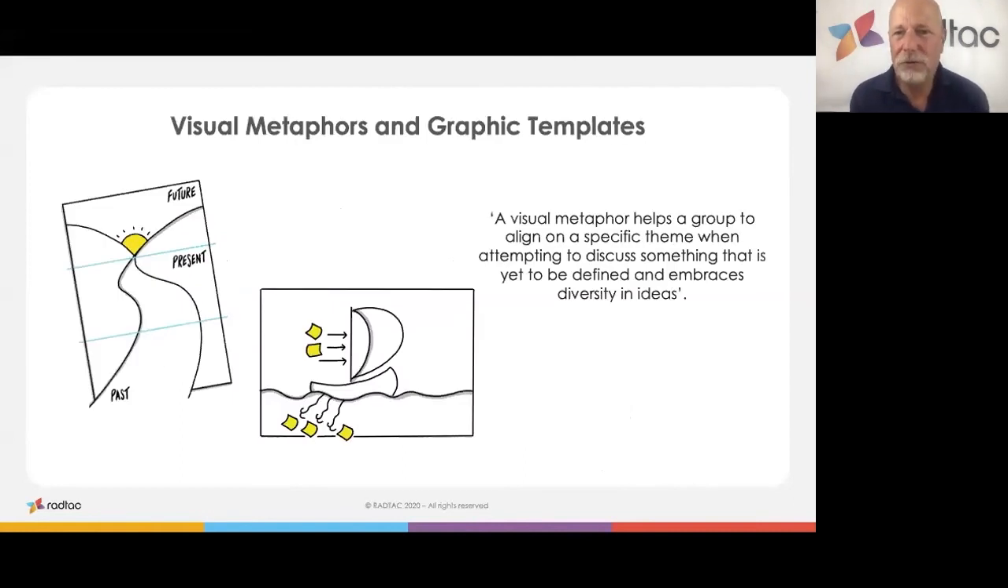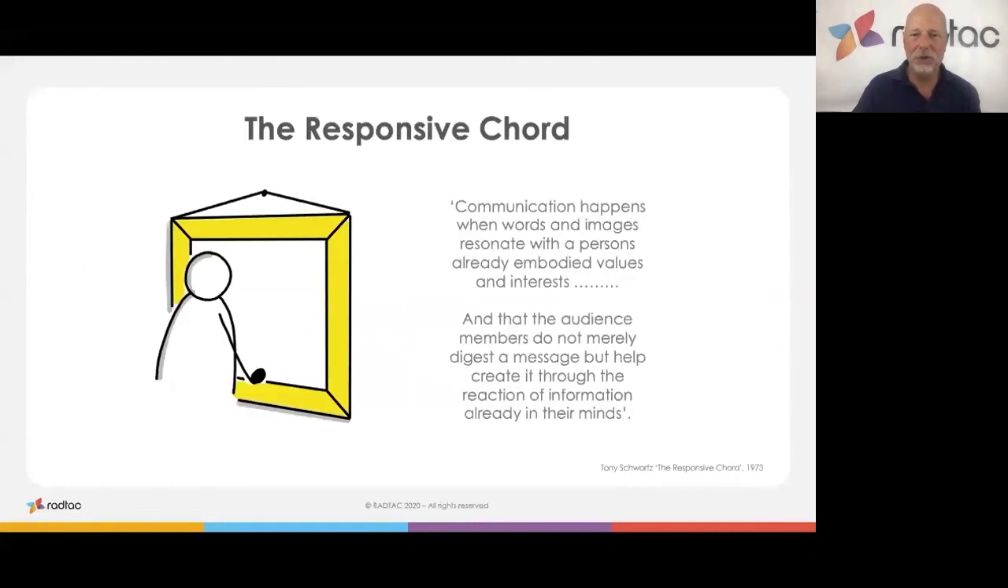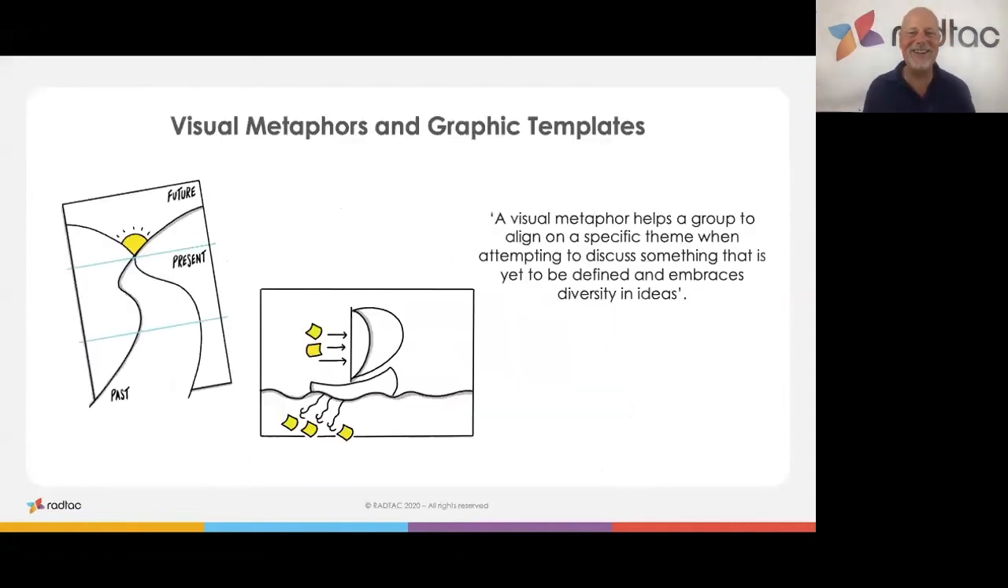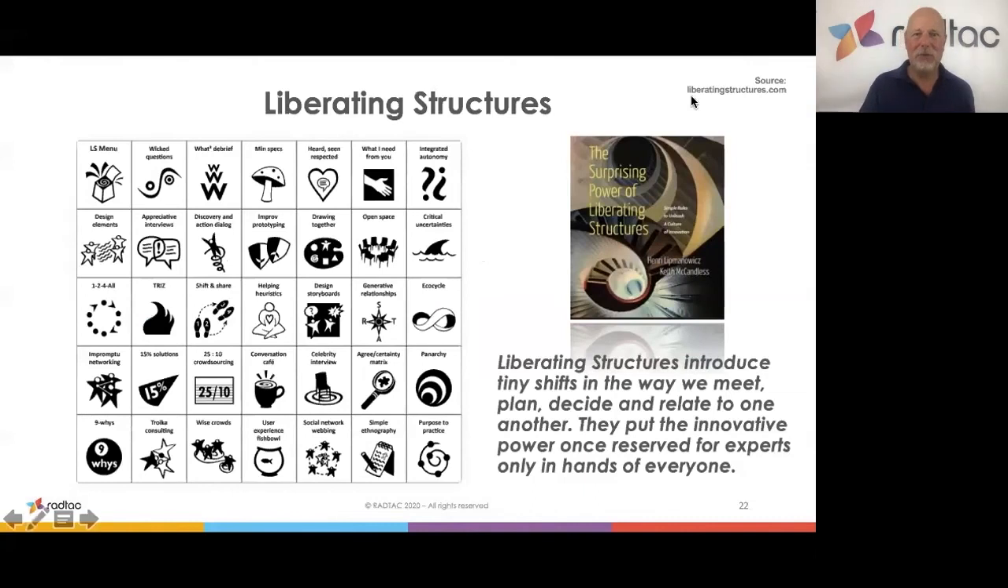Visual metaphors and graphic templates are really good ways to enable that resonance to occur. So we talked quite a lot about this when we did the innovation and creativity sessions. So that was webinars 8 and 9. So if you want to understand more about this, I would suggest have a look at webinars 8 and 9. Sorry. Yeah.